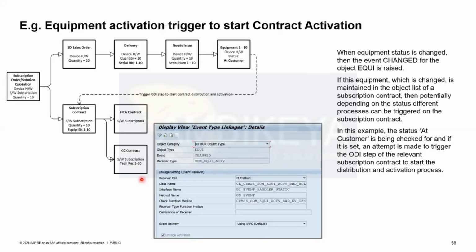And this is the one where the equipment, once the equipment is active, once the database is updated with the right status, that's when the next event gets triggered, which sets the billing start date and also triggers distribution of contracts to FICA and CC. So only from this time on, the contracts will really be active and customer will be invoiced.